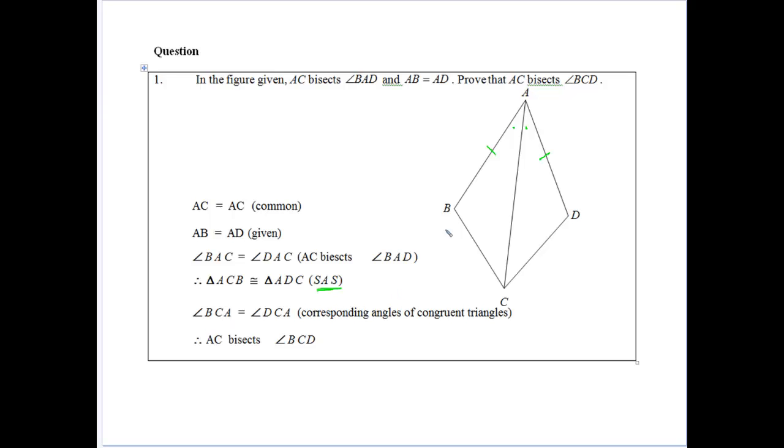So that means if those two angles are equal, those two angles are equal, and also these two angles must be equal as well, which means that these two sides, because they're congruent, are equal because they're corresponding angles in congruent triangles, and we must include that reasoning as well, which means that AC must then bisect BCD, and there's our proof.